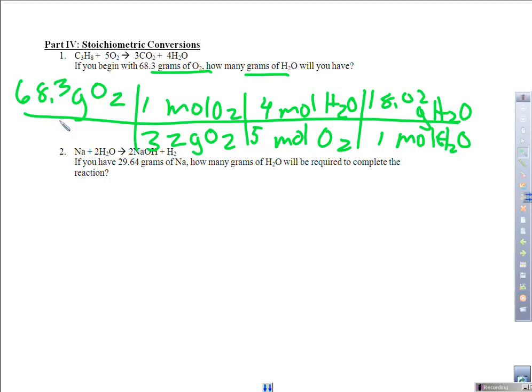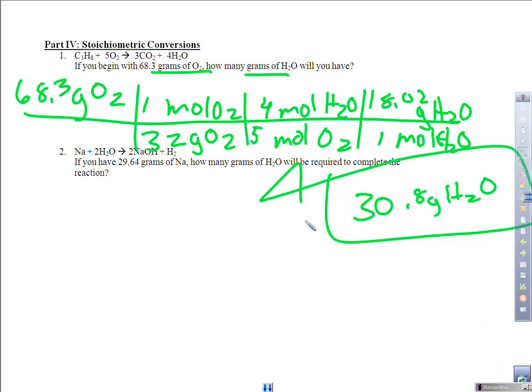Okay, so multiply it through, divide by the bottom, and you will end up getting 30.8 grams H2O. That's it. Okay, those are real simple problems.